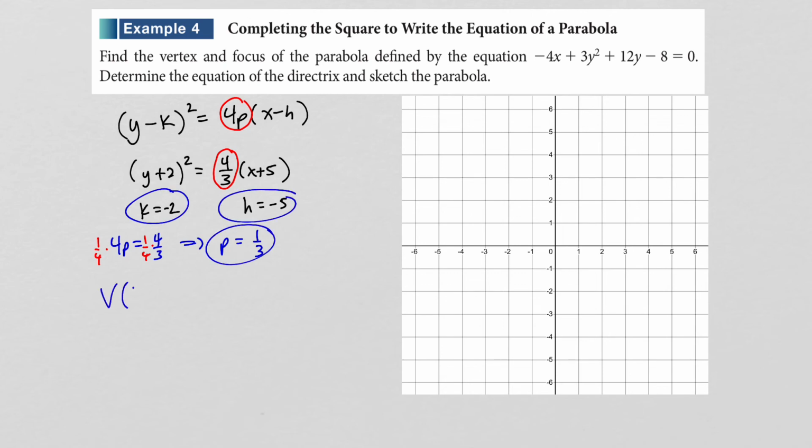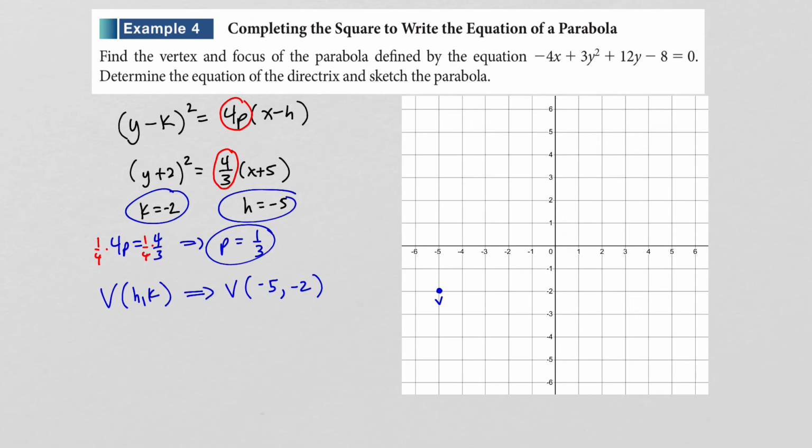So the vertex has coordinates (h, k). So for this problem, the vertex is going to be (-5, -2). And I'll just make the comment here that sometimes students get these backwards. So the easy way to remember it is the x-coordinate of the vertex should match the number that is next to the x variable, and the y-coordinate of the vertex should match the number that is next to the y variable. But of course, we're taking the opposites of both of those numbers. So the vertex is at the point (-5, -2), which is right here on the graph. So I'll put a V for vertex.